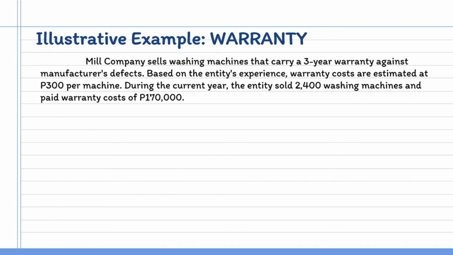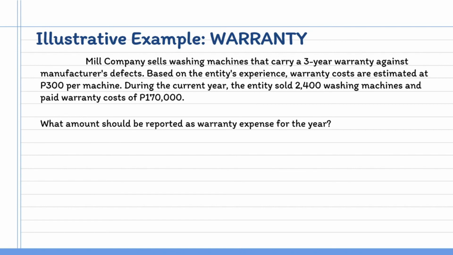The milk company sells washing machines that carry a 3-year warranty against manufacturer's defects. Based on the entity's experience, warranty costs are estimated at 300 pesos per machine. During the current year, the entity sold 2,400 washing machines and paid warranty costs of 170,000. So the question is, what amount should be reported as warranty expense for the year?